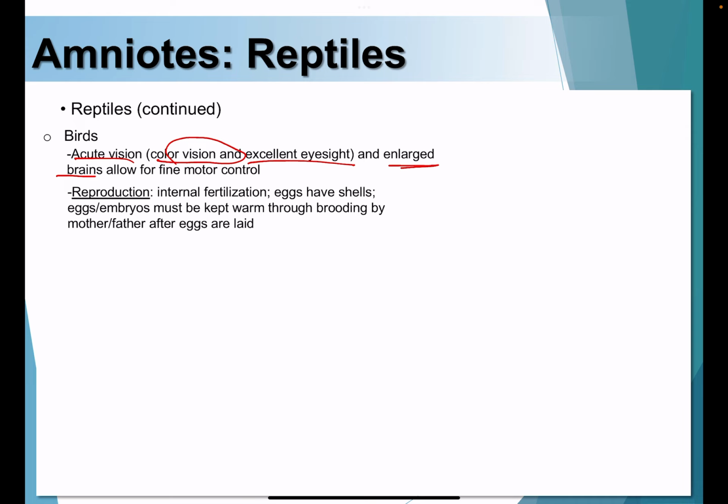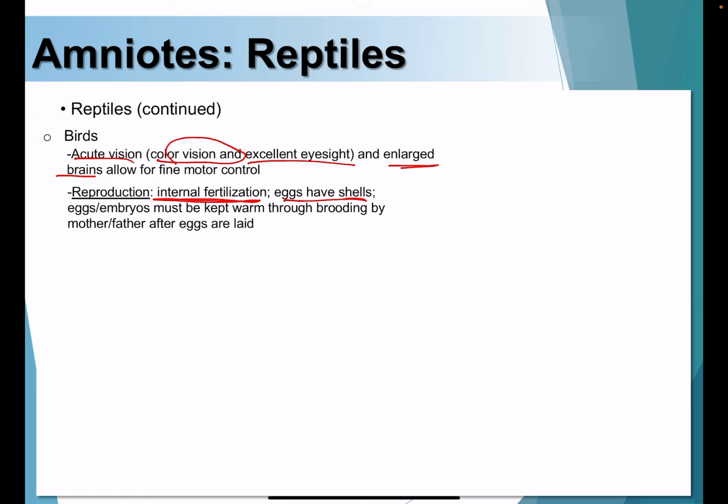For reproduction, it has to have internal fertilization, so they actually have openings for sperm and eggs on their body, not on the same bird, but a different male bird and female bird come together, and those two openings have to touch, which then allows the sperm to go to the eggs. Their eggs also have shells, just like reptiles, which keeps them safe and protected, and also protects them from drying out.